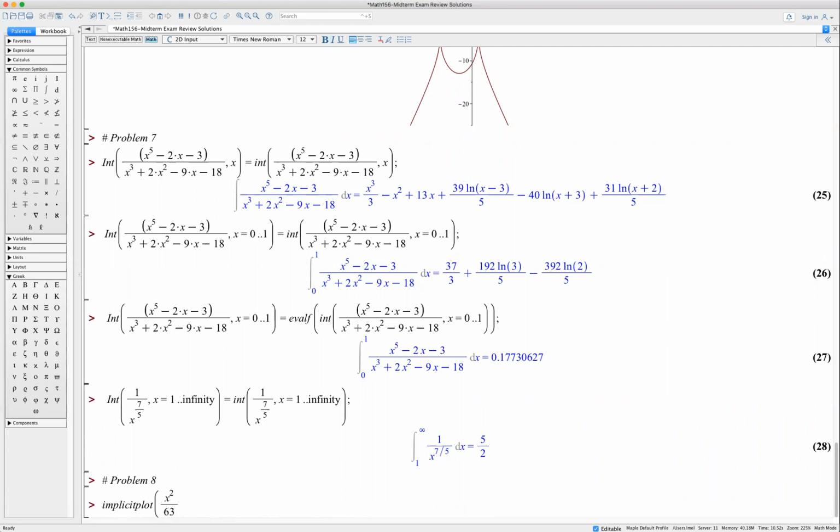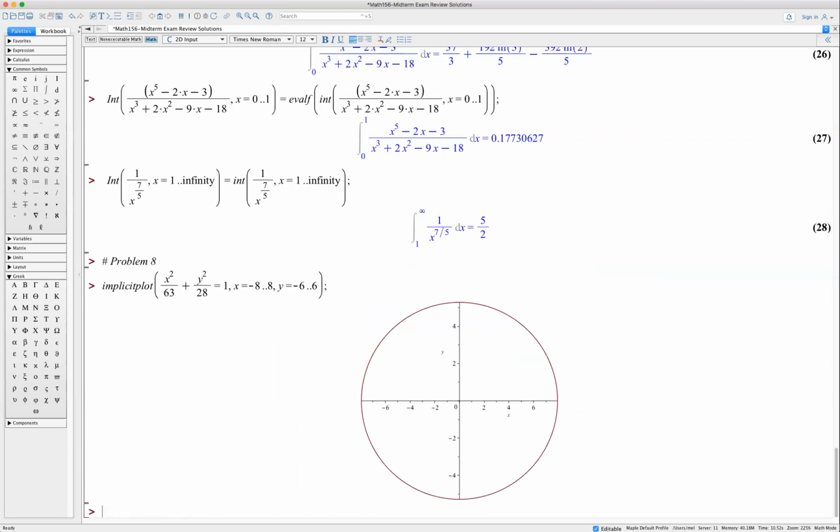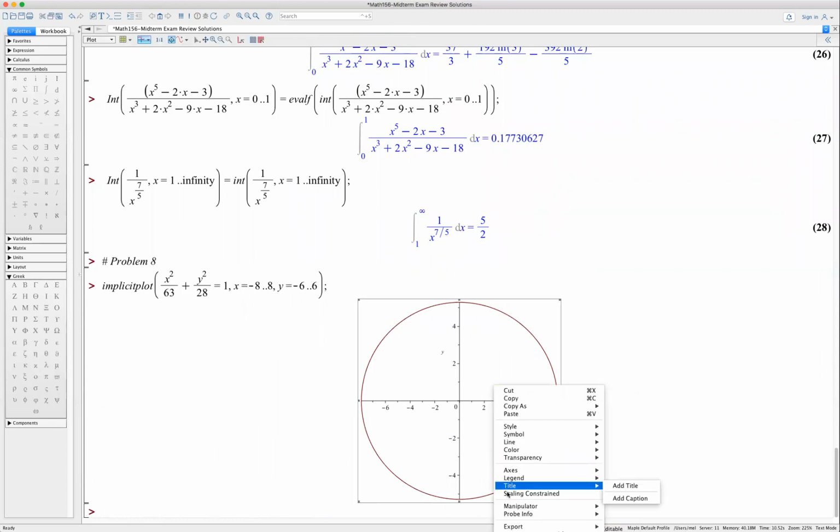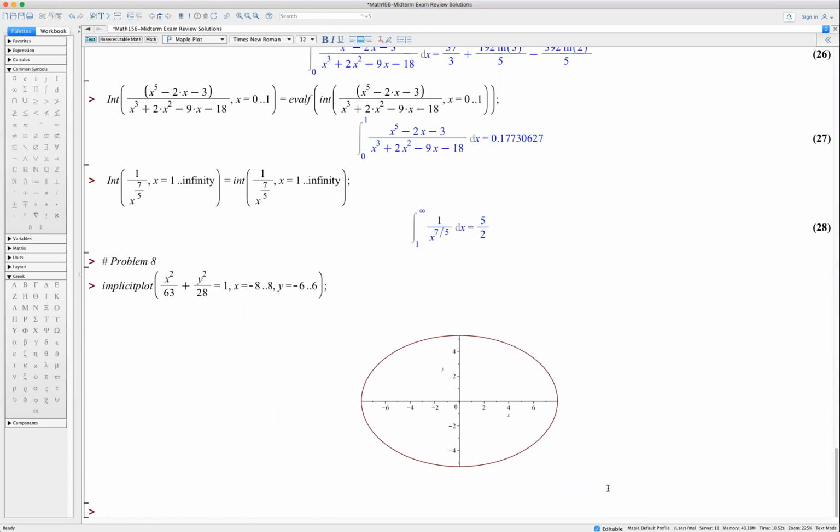63 plus y squared over 28 equals 1. x goes from -8 to 8, and y goes from, let's say, -6 to 6. That's my ellipse. Of course, I have to go to scaling constrained to make it look like an ellipse. There it is. That's the ellipse.